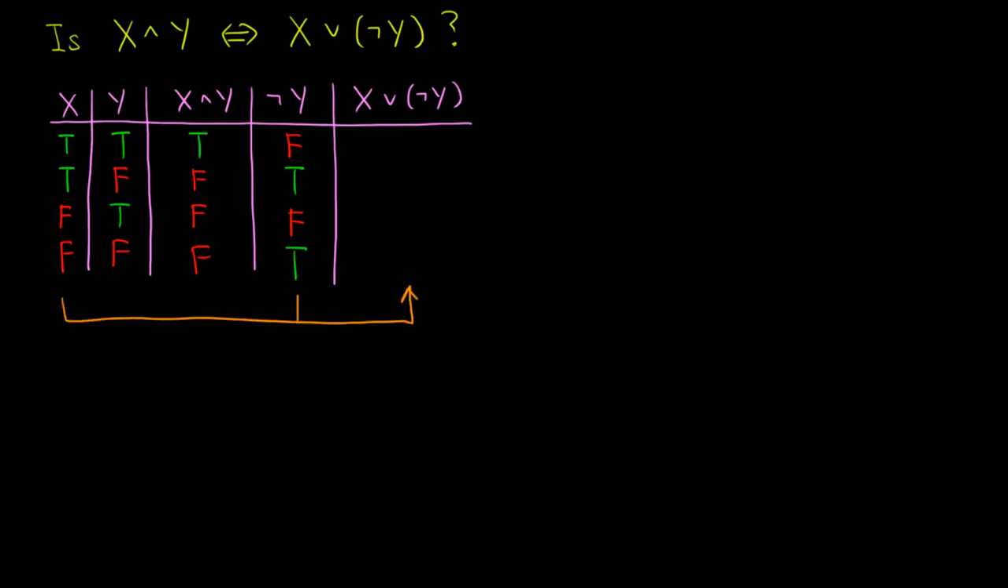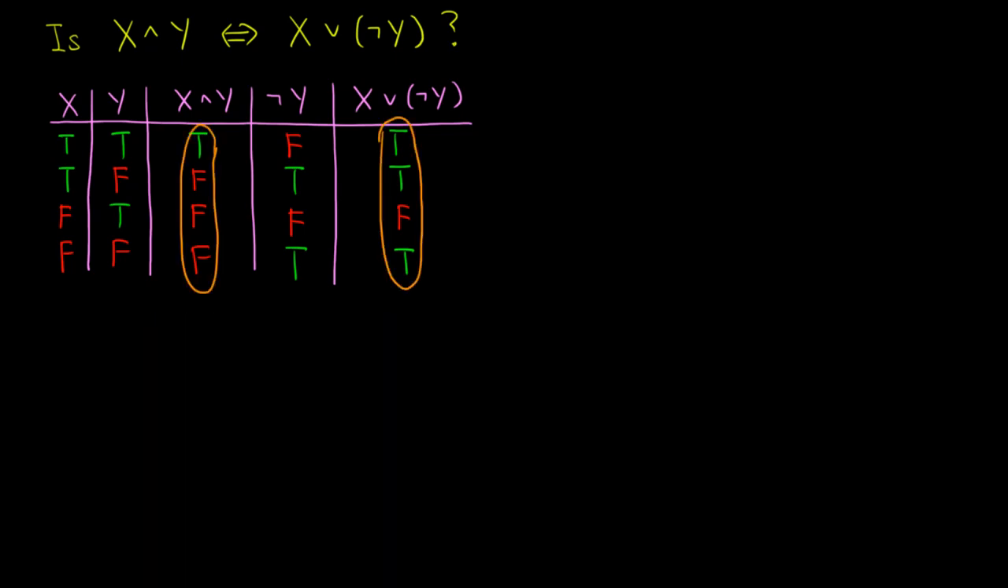Recall that x or not y is true when x is true or not y is true. For the first 2 rows, x is true, so x or not y is true. For the third row, both x and not y are false, so x or not y is false. For the last row, not y is true, so x or not y is true. Now, if we compare the two columns for x and y and x or not y, we see that the truth values are not the same. Therefore, x and y is not equivalent to x or not y.